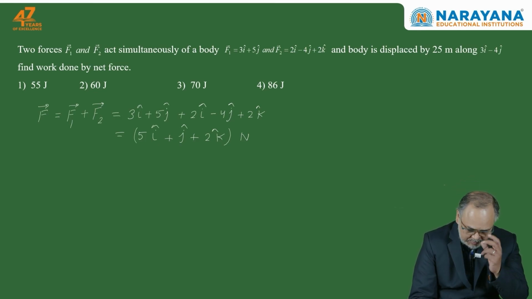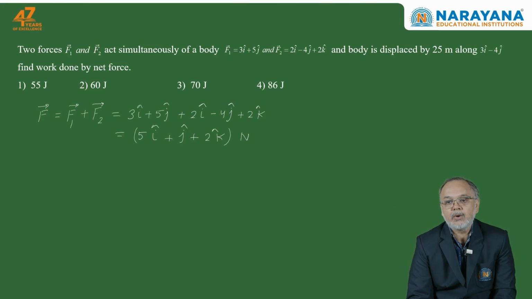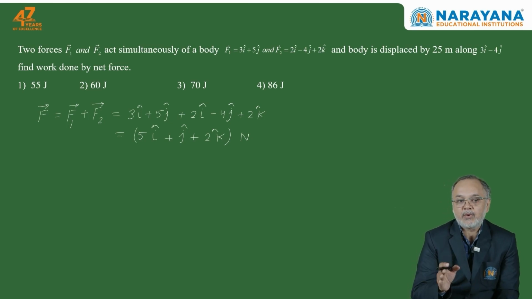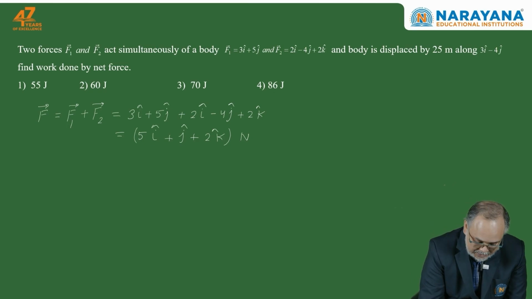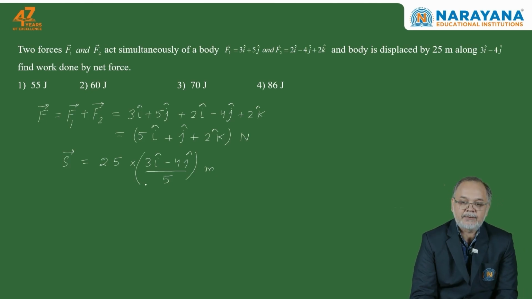Now the displacement is given as 25 meter along 3 i cap minus 4 j cap. This is the direction. So how to write the displacement vector here? We can write S vector equal to the magnitude, that is 25, into the unit vector in the direction of 3 i cap minus 4 j cap, so this divided by 5 meter is the displacement vector.